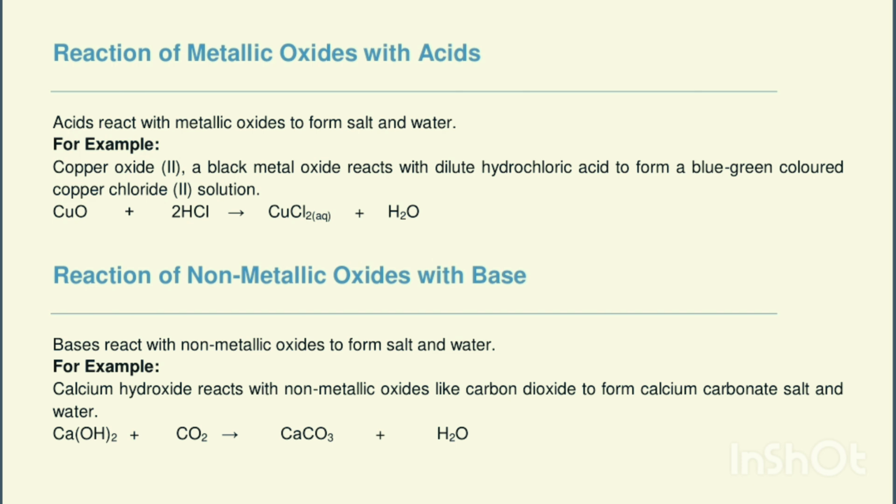Along with that, we get water. This is the reaction of metallic oxide with acid. Here the metallic oxide is copper oxide, the acid is HCl, and the salt we get is CuCl2, copper chloride, with water along with it. You may get an application level question here, like which is the black metal oxide we are using. The black metal oxide here is copper oxide, and the blue-green colored solution we are getting here is copper chloride solution.